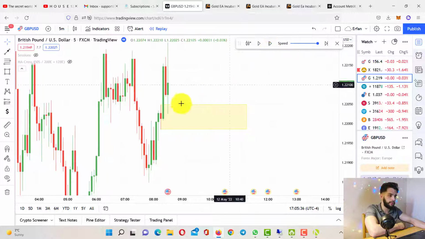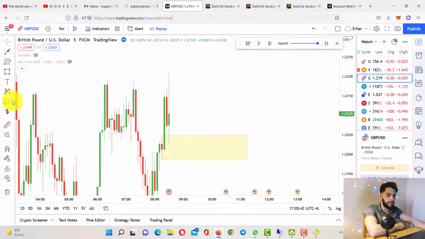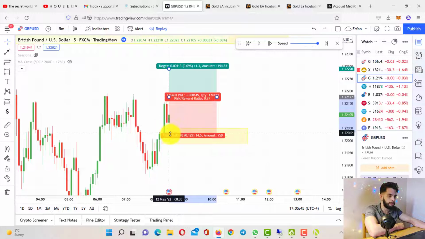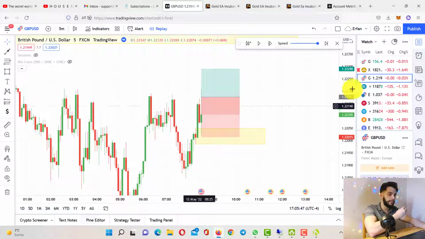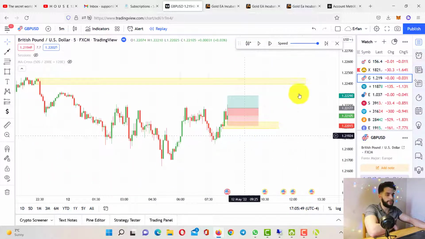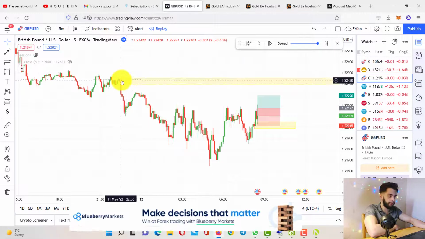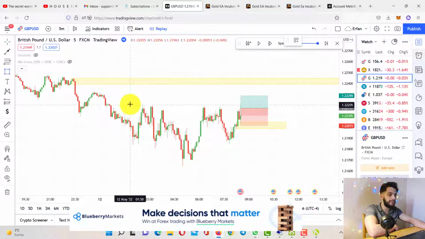I was waiting for the price to tap into this level, and it actually did. Right after it tapped into this level, I had my buy stop here and my stop loss below this candle. Why did I do that? Because of one reason. First of all, we have this major supply zone and a major resistance level.